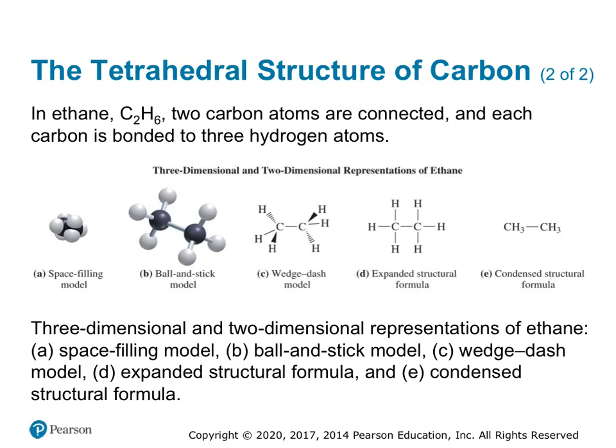The next most complicated hydrocarbon is called ethane. It has 2 carbons surrounded by 6 hydrogens, and each carbon gets 3 hydrogen atoms. So this is the next simplest hydrocarbon. In the space filling model, we see the 2 carbons real close to each other, and the hydrogens real close to the carbons as well.